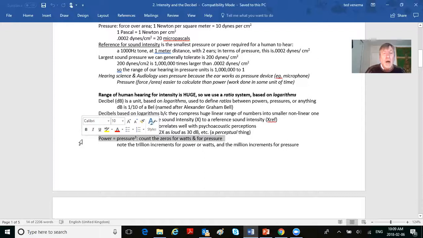Whatever. Power equals pressure squared. Put a star by that puppy. Okay, what is something when it's squared? What does that mean? Well, 2 times 2 is 4. 2 squared is 4. 3 times 3 is 9. 3 squared is 9. Okay, now power equals pressure squared. What does that mean in English?